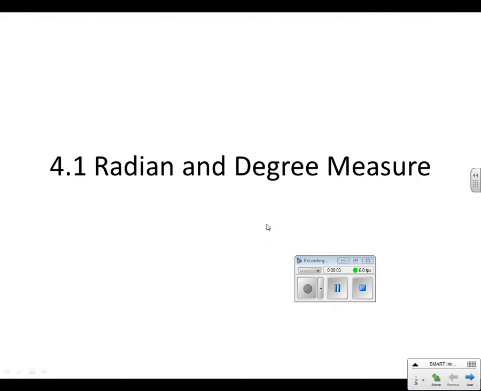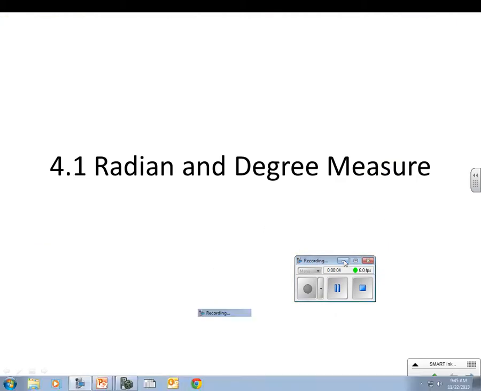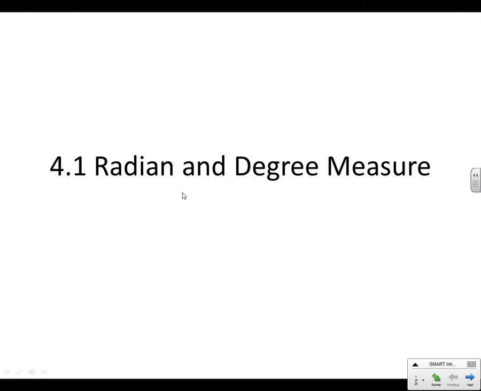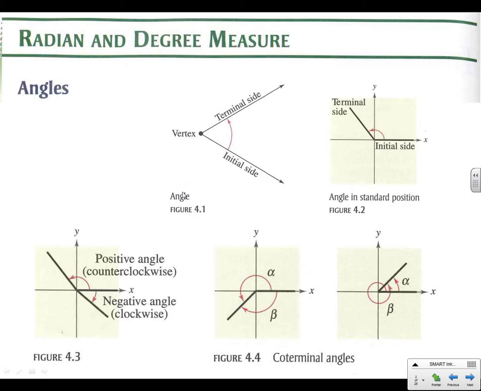All right, let's get started with Chapter 4.1, the very beginning of Chapter 4, radian and degree measure. So, just to get started, let's talk about angles, going back to your geometry days. Every angle has three important pieces to it. You have your initial side, and then we rotate through some angle to get to the terminal side, and the point we're rotating about is the vertex.